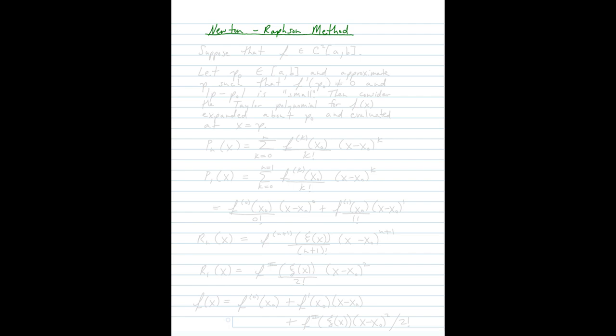Okay, so first we're going to suppose that f is an element of the set of all functions that have two continuous derivatives on the closed interval [a, b]. We're also going to let p0 be an element of the closed interval [a, b], and we're going to approximate p such that f prime of p0 is not equal to 0, and the absolute value of p minus p0 is very small.